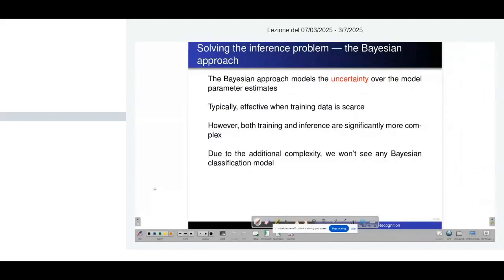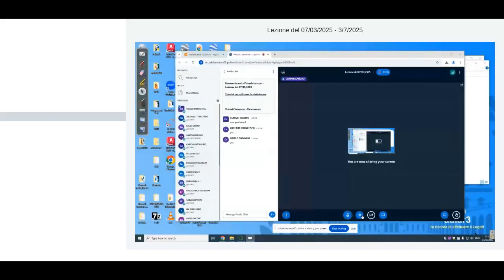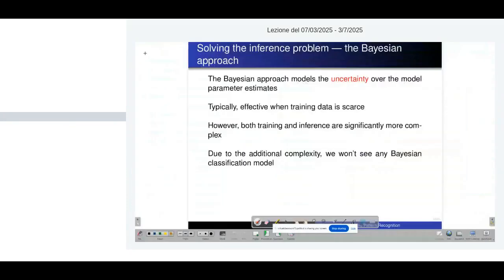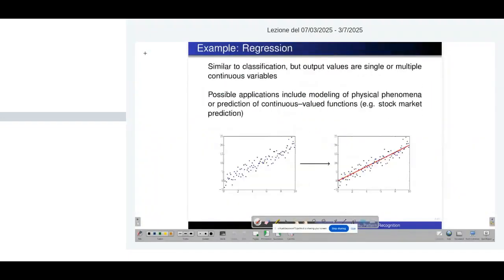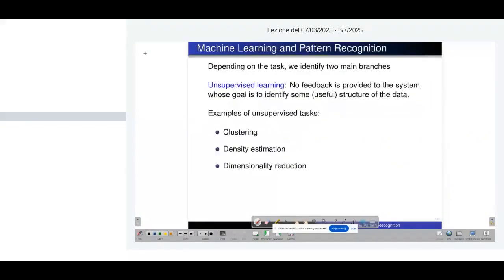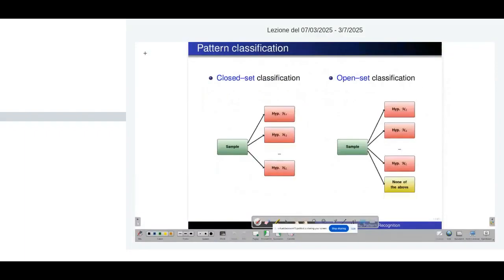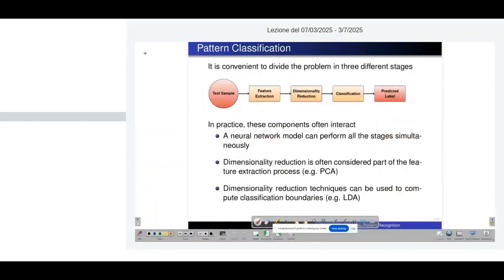Short summary about what we did yesterday. Yesterday we introduced the concept of machine learning and pattern recognition. We saw some tasks, in particular classification tasks. We analyzed it a bit more in detail, and then we started giving a sequence of steps that we will need to solve to obtain our classifier. We said that we would cover mainly classification as a task. This will allow us to talk also about density estimation.